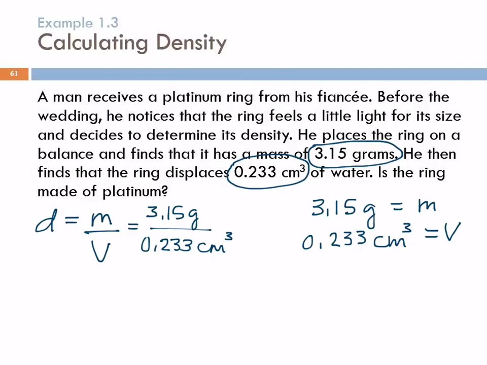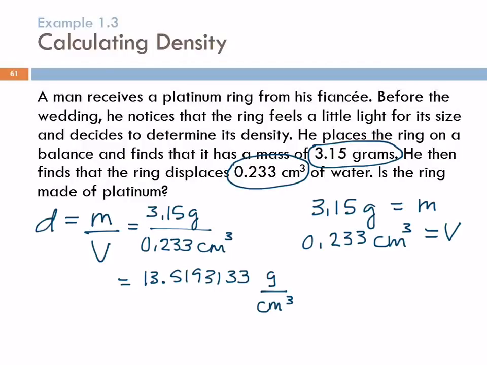Okay, so I did that. Now I need to do the math. 3.15 divided by 0.233. And my calculator is showing me 13.5193133. And I need to include the units. Nothing is going to cancel out here. I have grams, I have cubic centimeters, and so I'm just going to copy them down. Grams per cubic centimeter. I haven't told you about sig figs yet, so we're not going to worry about rounding that. There is a decimal point. Any questions?